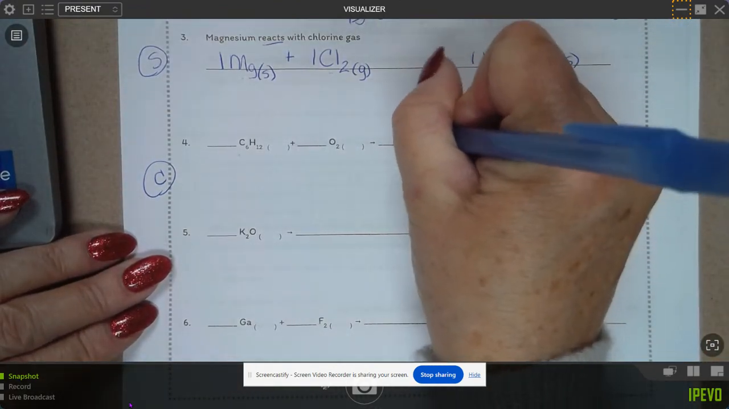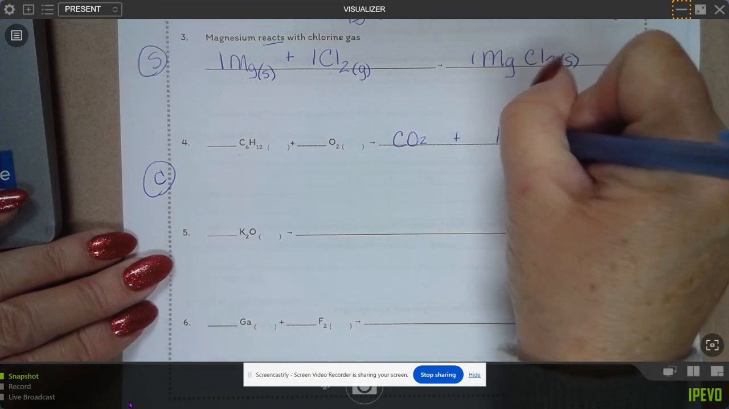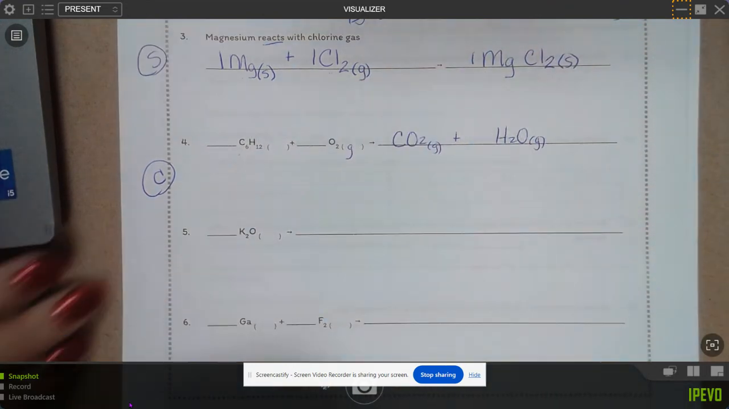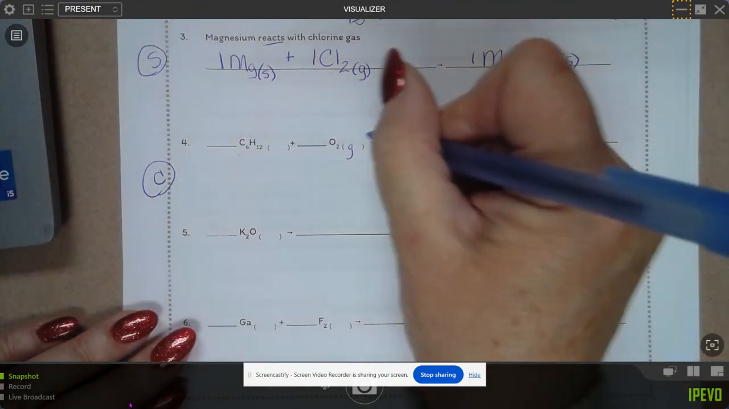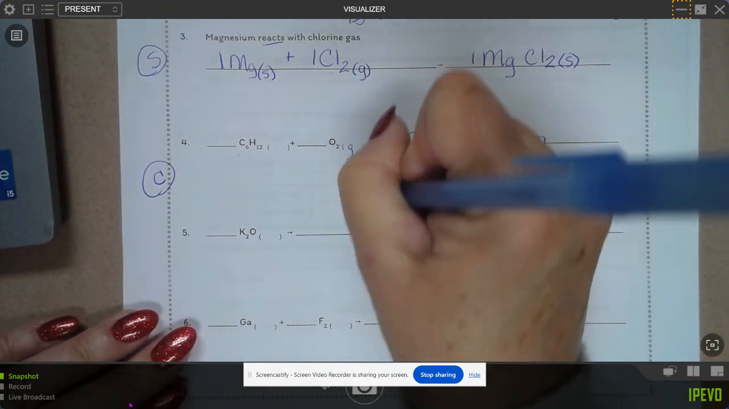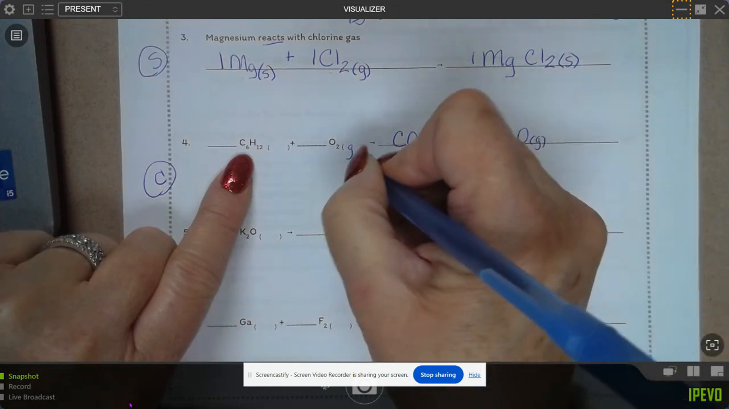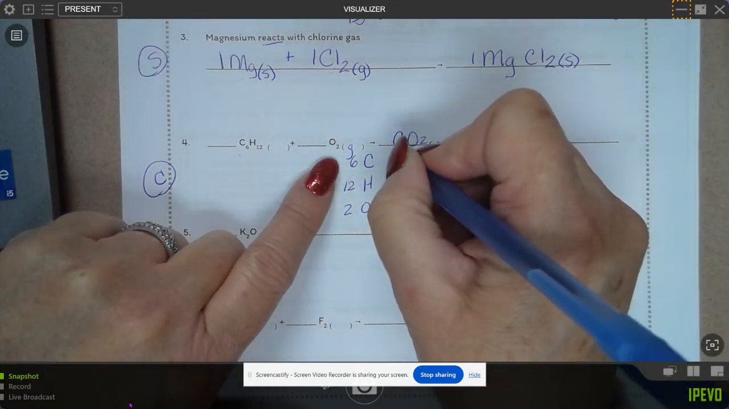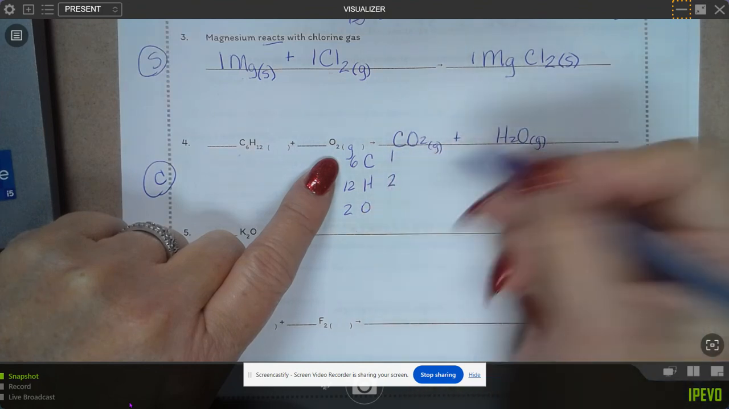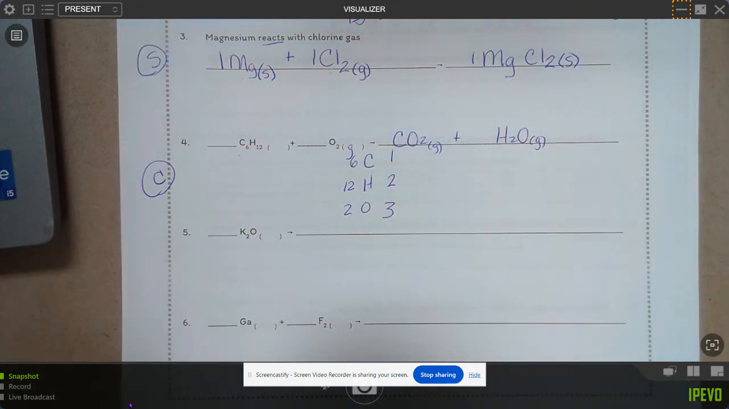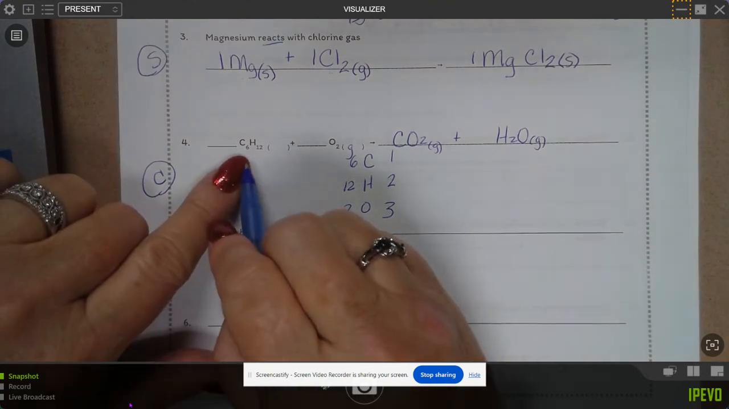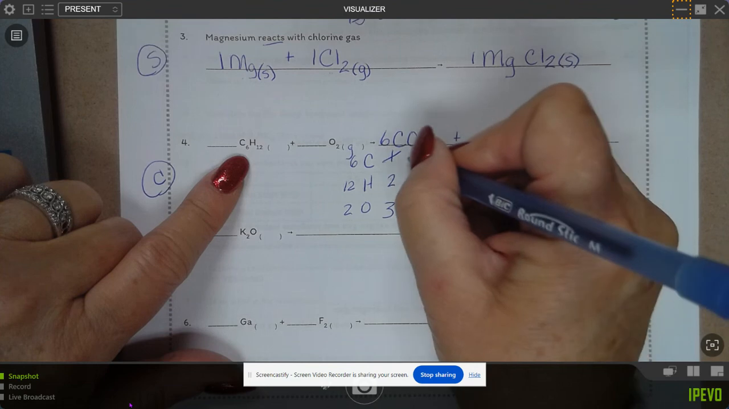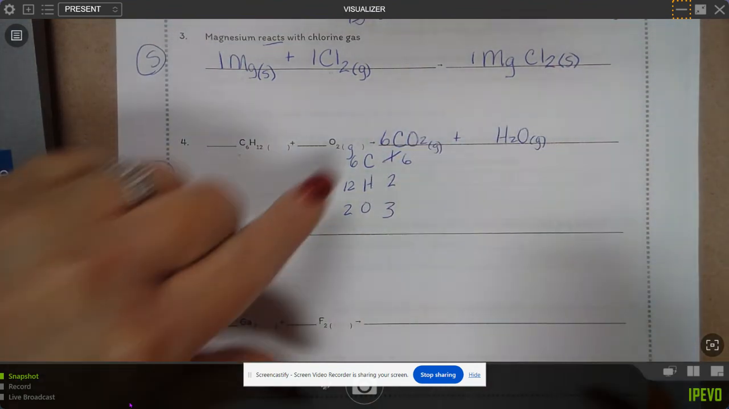So I have CO2 plus H2O, gas, gas, gas. Now it's down to the balancing. So carbon, hydrogen, oxygen. I have 6 carbon, 12 hydrogen, 2 oxygen, and then 1 carbon, 2 hydrogen, 1, 2, 3 oxygen. All right. So we'll start with carbon. I put a 6 in front of CO2.